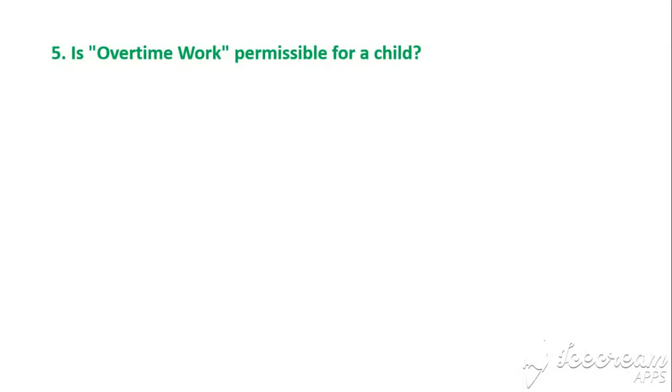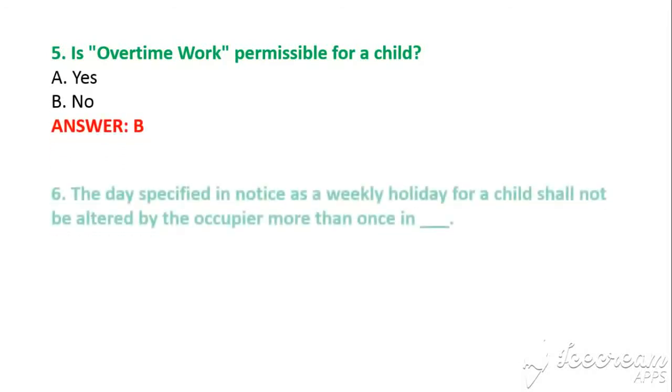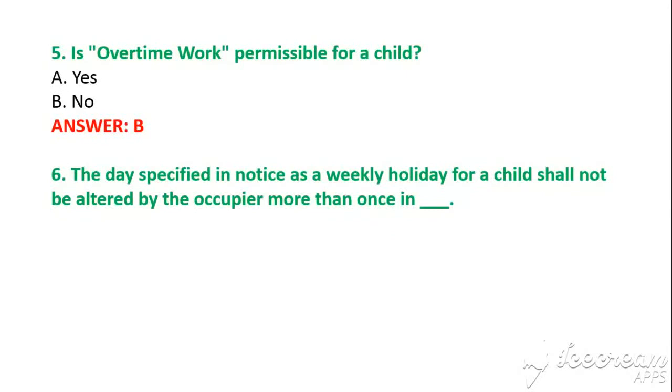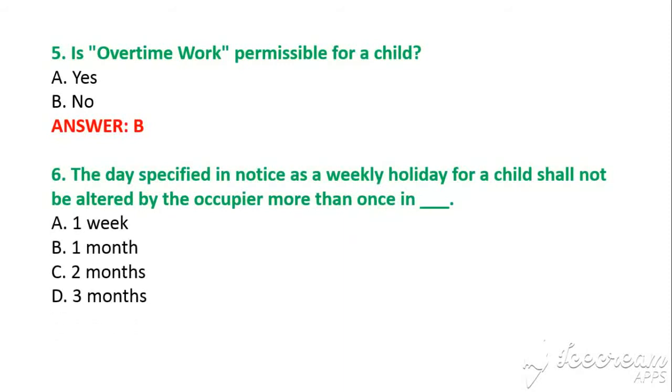Is overtime work permissible for a child? Absolutely not. So no is the right answer. B is right. The day specified in notice as a weekly holiday for a child shall not be altered by the occupier more than once in what? 1 week, 1 month, 2 months and 3 months. Here 3 months is the right answer. So the day specified in notice as a weekly holiday for a child shall not be altered by the occupier more than once in 3 months.